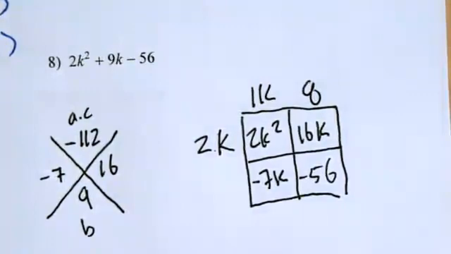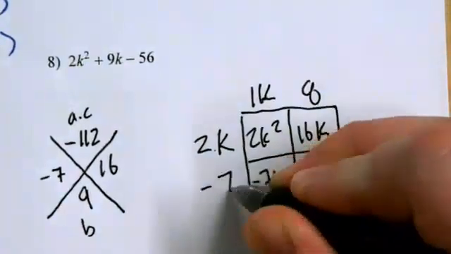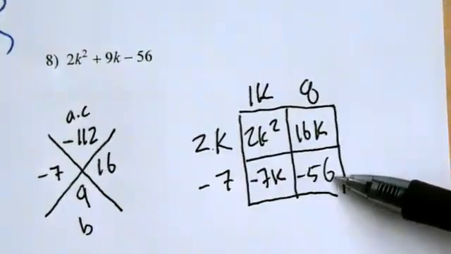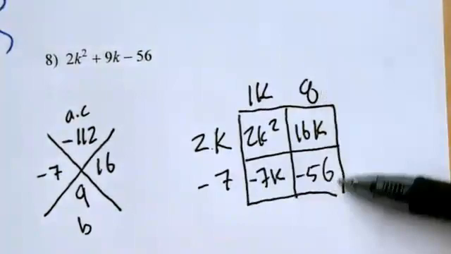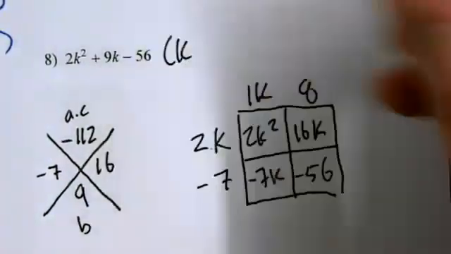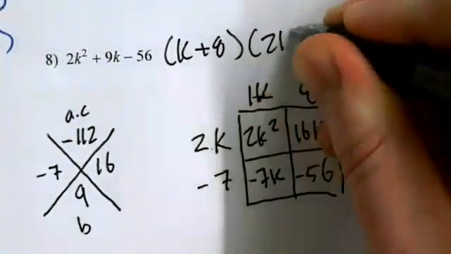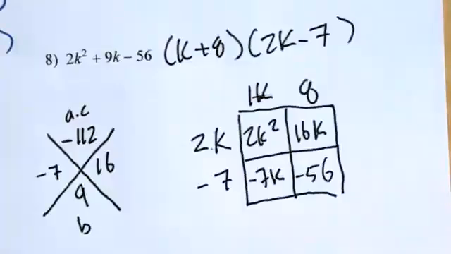And then what do we need on the bottom there? What multiplies by 1k to give us negative 7k? Negative 7. And then double check this last number is your final check. If this works out, then you've done everything correctly. Is negative 7 times 8 negative 56? Woo! All right, so we're done with this problem. We got k plus 8 for our first factor, and 2k minus 7 for our second factor. If you'd like to leave that 1 in front of that k, that's all right, but it's not really necessary.